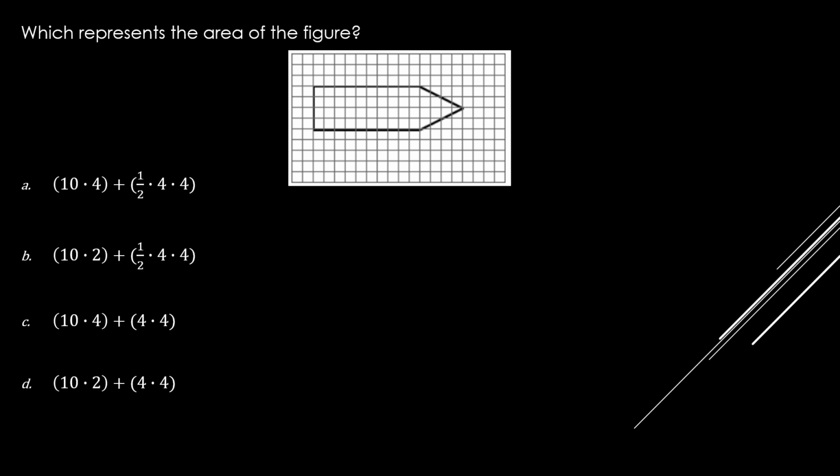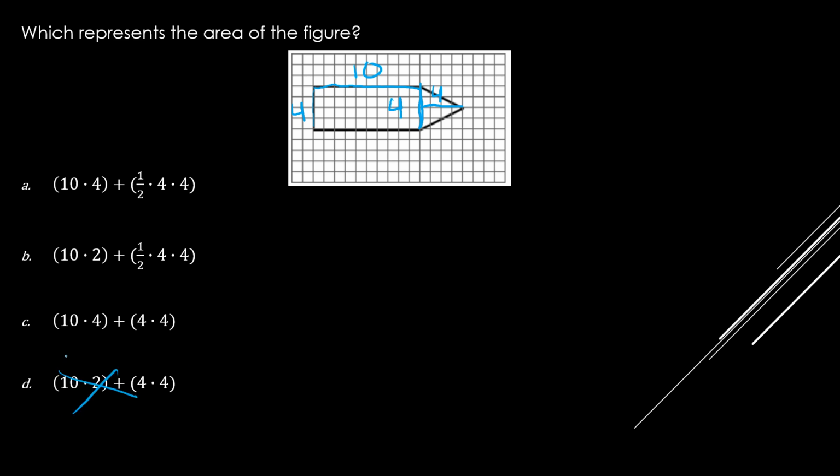Next one, so we want to know which represents the area of this figure. Okay, so first thing that we want to do here is cut this into 2. So we have a triangle and we have a rectangle. On this side here, I have 1, 2, 3, 4. And up here, I have 1, 2, 3, 4, 5, 6, 7, 8, 9, 10. Which means this is 4 here. And if I were to count up, that is also 4. So for my rectangle, I want 10 times 4.